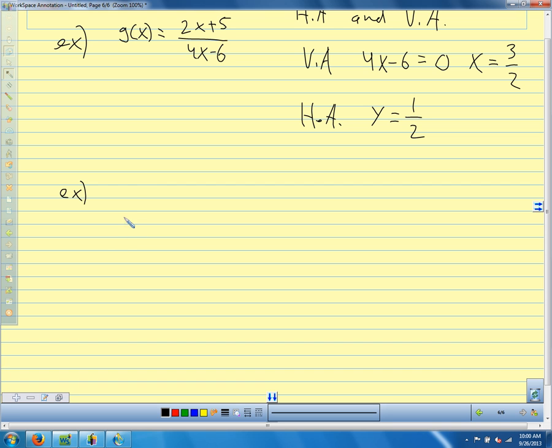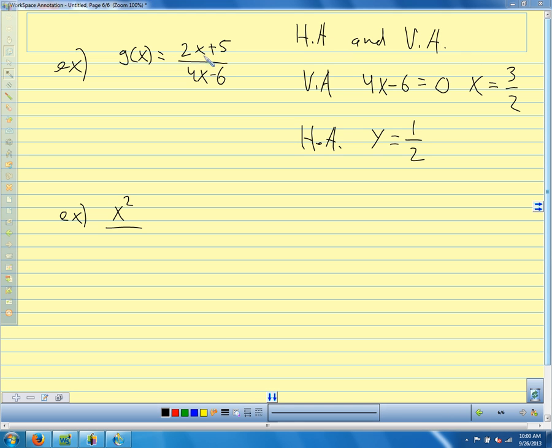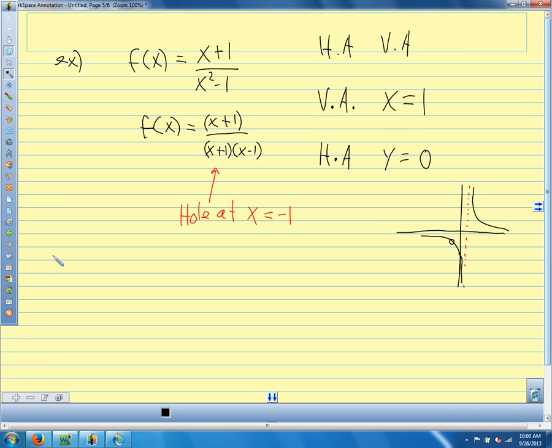Let's look at one more really quickly. The powers, the degree of the numerator and denominator are the same. So we look at the ratio of the leading coefficients. 2 over 4. So 2 over 4 is the same as 1/2. The vertical asymptote would just be 1. Because the degree of the denominator is larger than the degree of the numerator. The second degree in the denominator, first degree in the numerator. Okay?